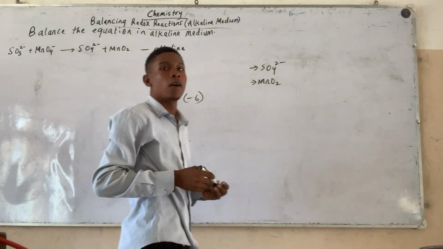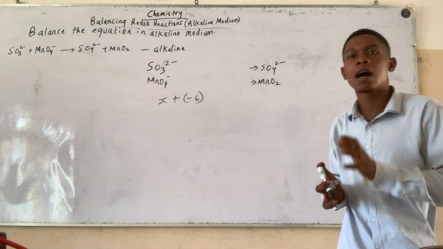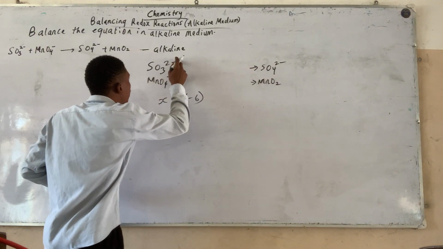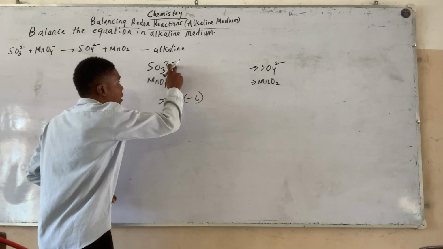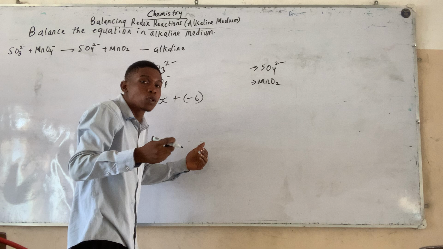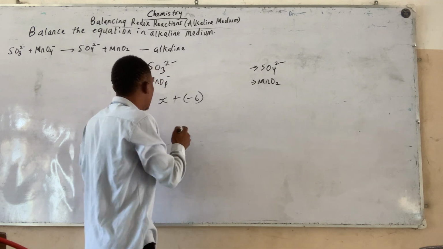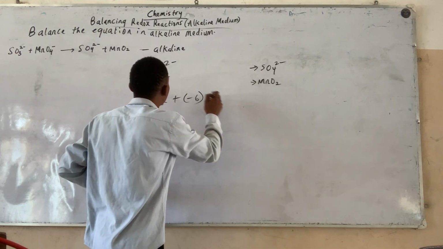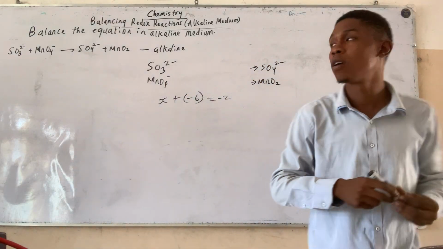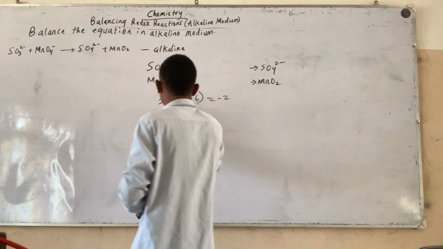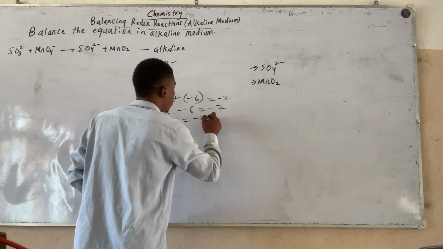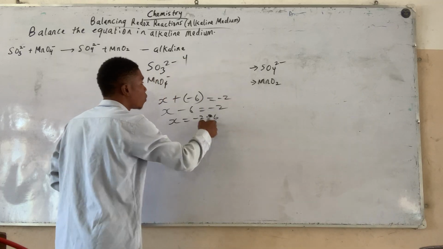Now, one of the rules of oxidation is that when we have a compound ion like this, the magnitude of the charge it has here and the sign is what we will be having as the sum total of our overall charges. What do I mean by that? When we add x plus minus 6, it must give us -2. So x plus -6 equals -2, x equals -2 plus 6. Then this is 4, -2 plus 6 is 4.